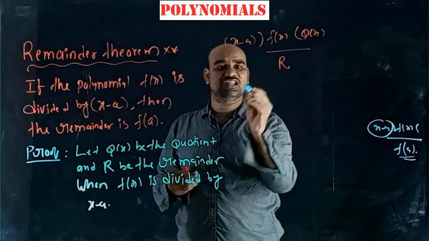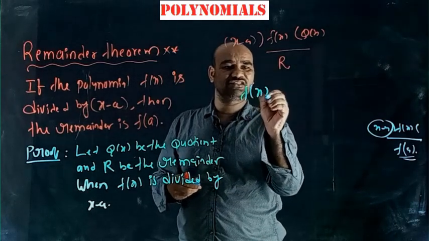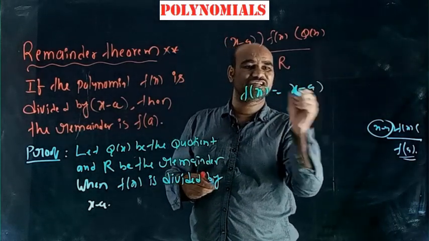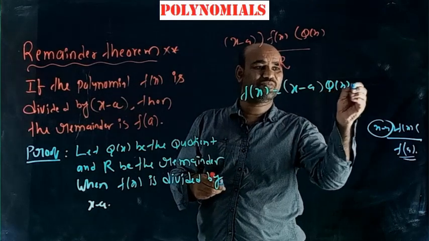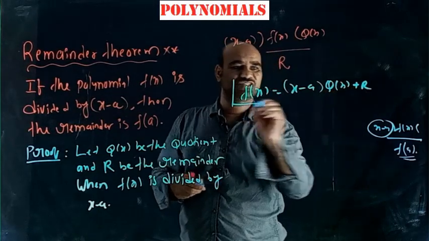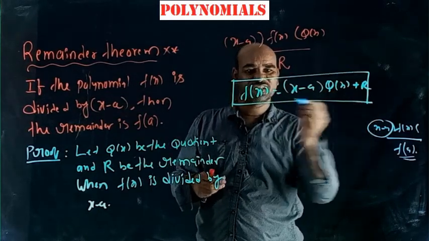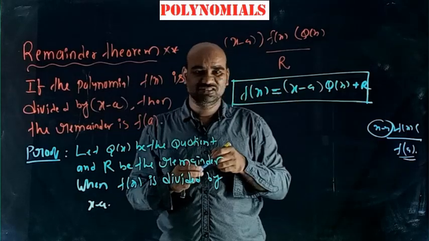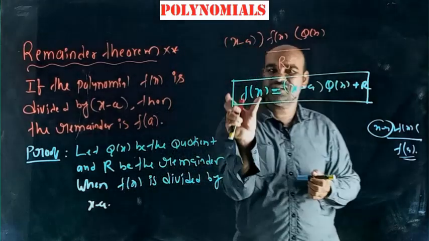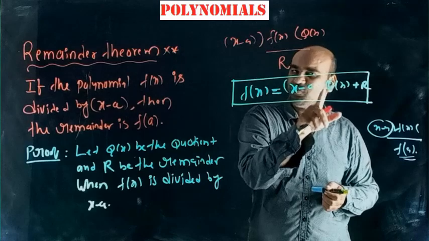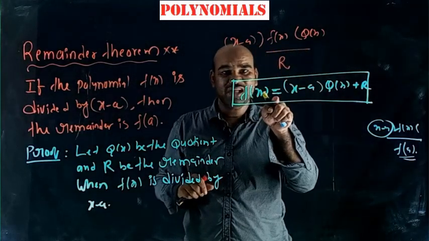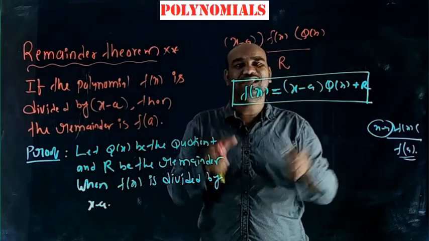By division algorithm, what you can say? F of x equal to divisor into quotient plus r. Observe, this is a very, very important result. This is an equation in x. LHS part is a polynomial in x. RHS part is also a polynomial in x. In between them, equality means it is true for all x.